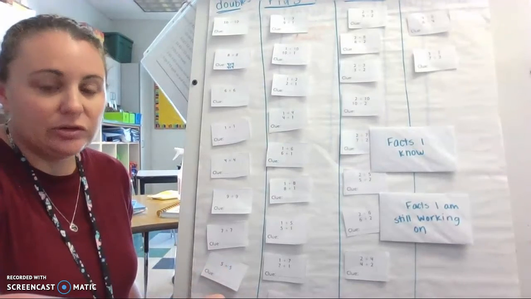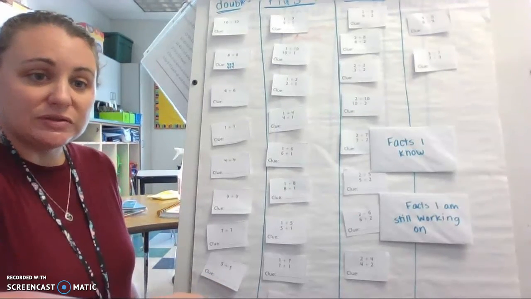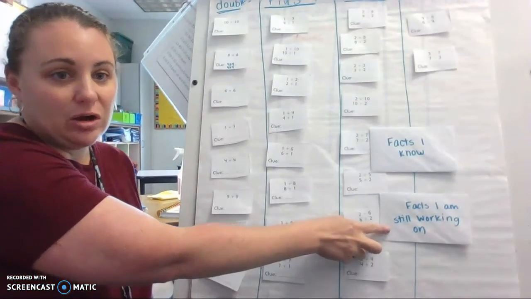So what you're going to do when you practice your facts is you're going to go through your cards and you're going to sort them into 2 categories. Facts I know, facts I'm still working on. And I want to go back to what we said at the beginning. If you know a fact, you can look at the card and you know it right away. You don't have to count on your fingers. You don't have to use a number line or a 100 chart or sit and figure it out. If you have to do one of those things, that's okay. It goes in facts I'm still working on.